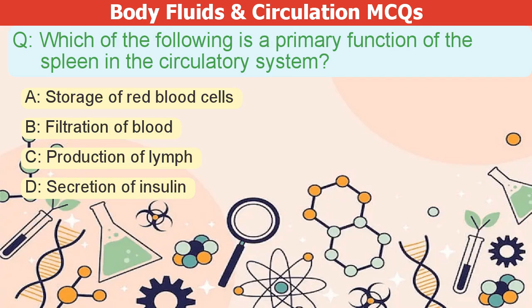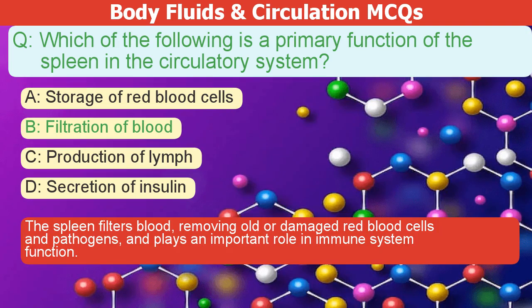Which of the following is a primary function of the spleen in the circulatory system? A. Storage of red blood cells. B. Filtration of blood. C. Production of lymph. D. Secretion of insulin. The correct answer is B. The spleen filters blood, removing old or damaged red blood cells and pathogens, and plays an important role in immune system function.